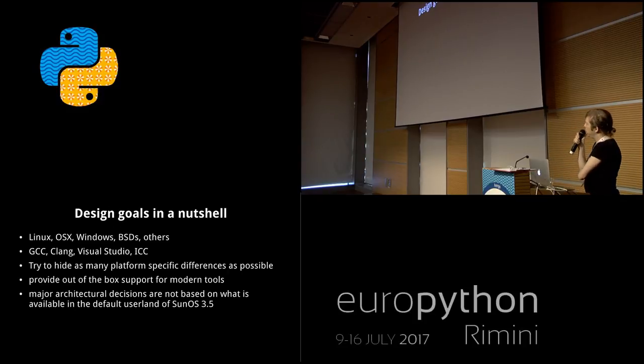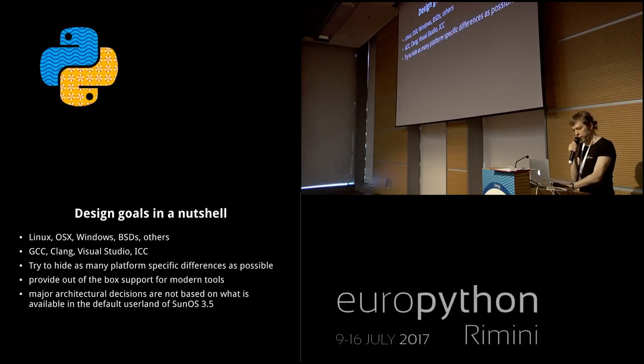So within the design goals of this system, which you could see on the previous slide, go roughly like this. The platforms that we have today, which is Linux, OS X, Windows, BSDs, and a bunch of other ones, we want to support all of them. There are several different compilers: GCC, Clang, Visual Studio, the Intel compiler. We want to support all of those. We try to hide as much of the platform-specific differences as possible, including compiler flags and all that sort of stuff. Basically, you just want to say, I want compiler warnings to be enabled, and then we do that, and we take care of all the back-end stuff for you.